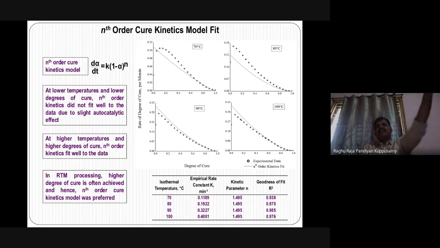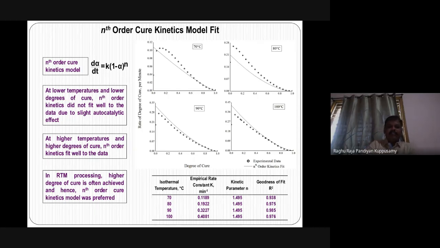After doing all this, we get the degree of cure curve and the rate of curing curve, so this is the curve for the cure kinetics model. At four different temperatures, you can see the graphs for 70 degrees, 80 degrees, 90 degrees, 100 degrees, the degree of cure with respect to rate of degree of cure. We have used the nth order cure kinetics model. From the model, we can fit it, and you can see how the empirical rate constant, kinetic parameters, and goodness of fits vary.